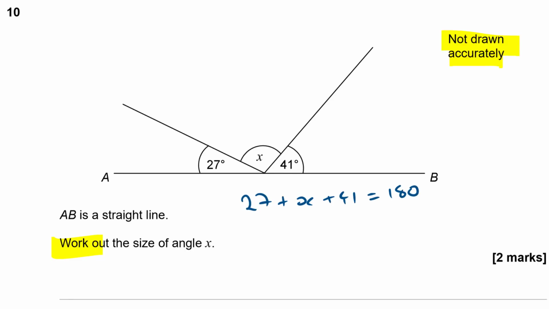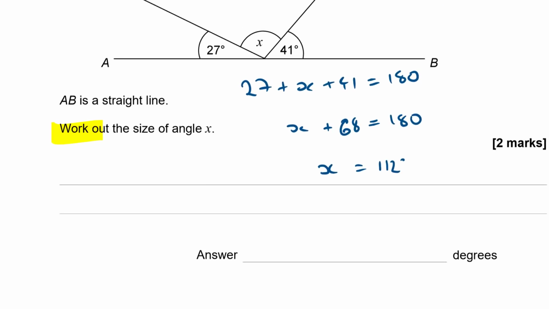Okay, so add the 27 and the 41 together. That tells me that X plus, what's it, 41 and 27 is 68. X plus 68 is 180. And then taking 68 away from both sides should tell me that X is equal to 180 subtract 68, which is 112, isn't it? So X then is 112 degrees.